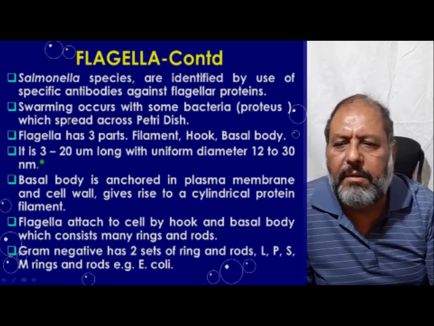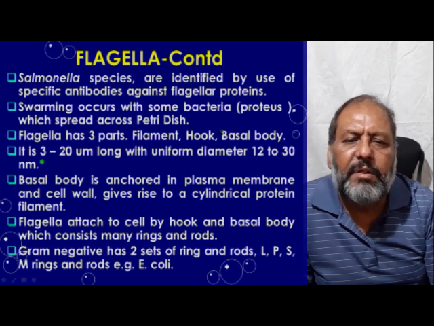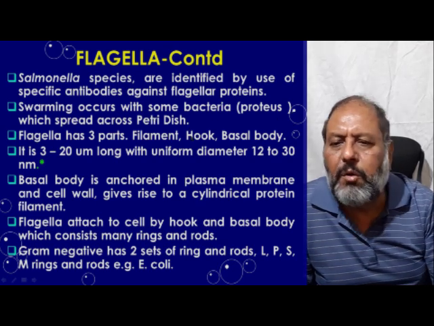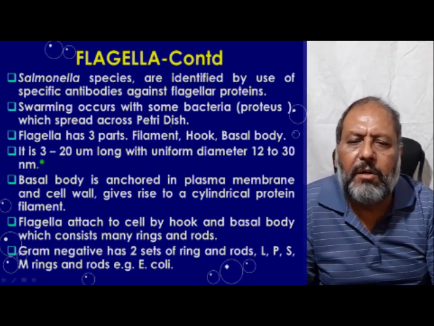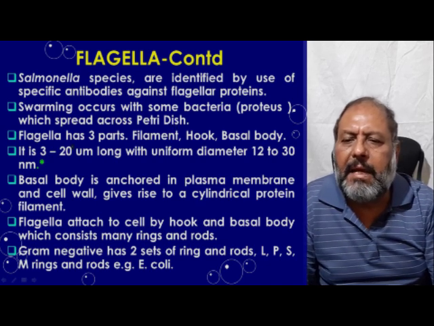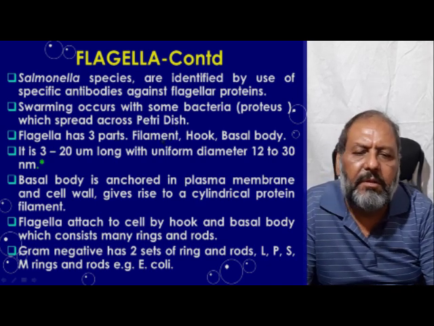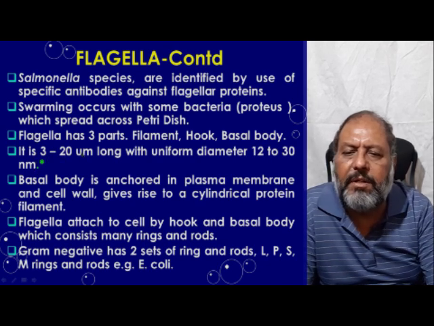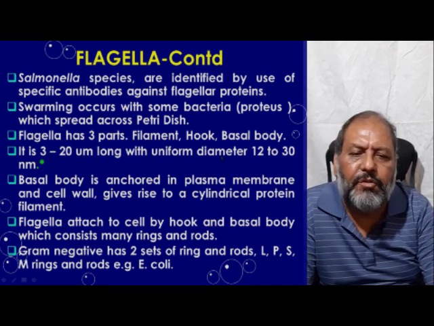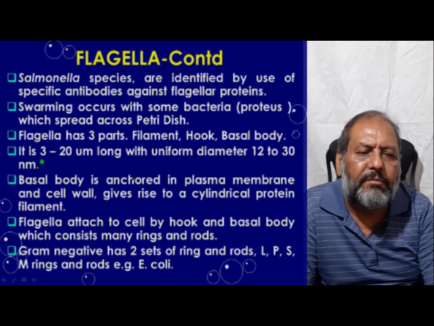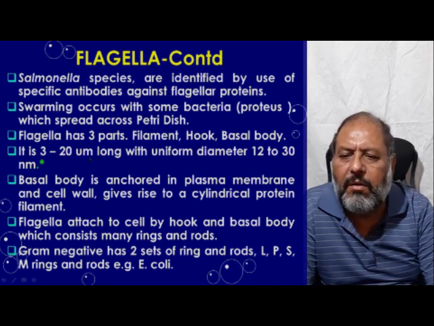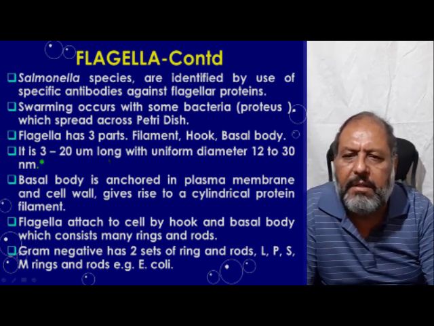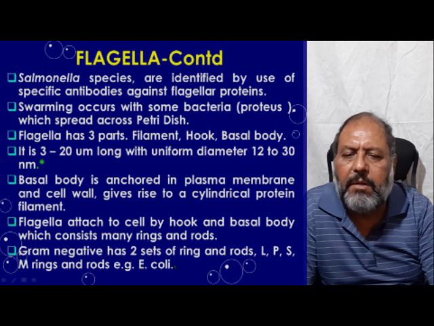flagellar proteins. Swarming occurs with some bacteria like Proteus, which spread across the petri dish. The flagellum has three parts: filament, hook, and basal body. It is 3 to 20 micrometers long with a uniform diameter of 12 to 30 nanometers. Whatever the length is, the thickness is the same.